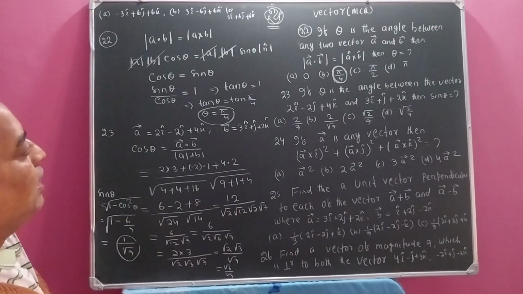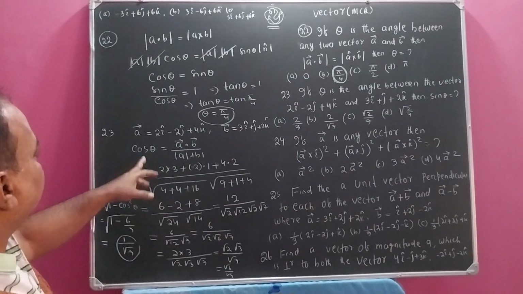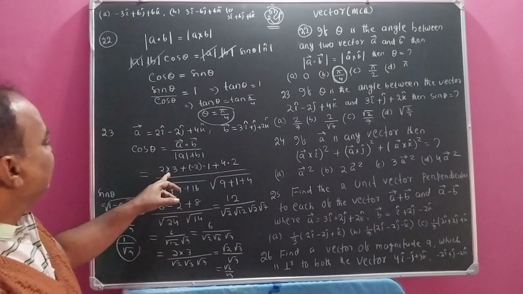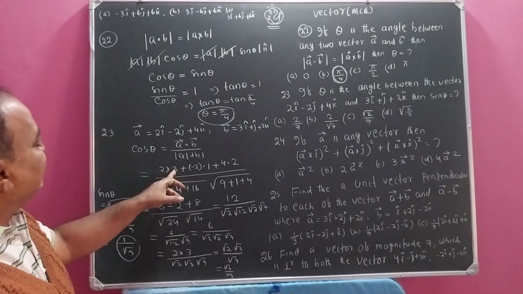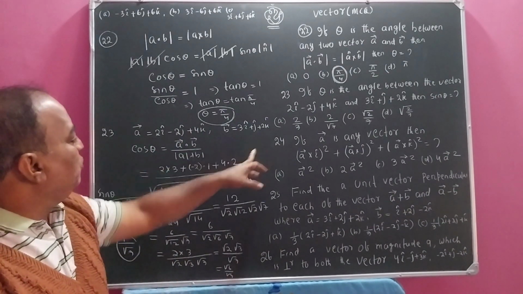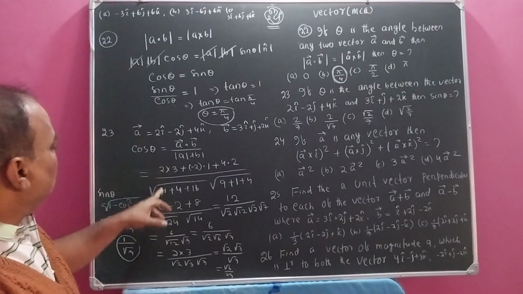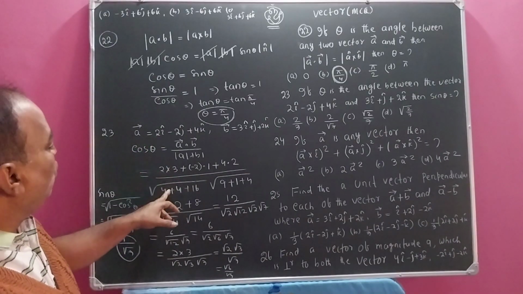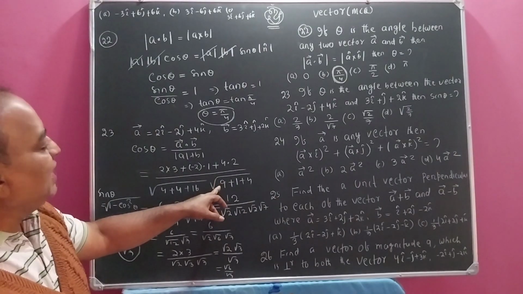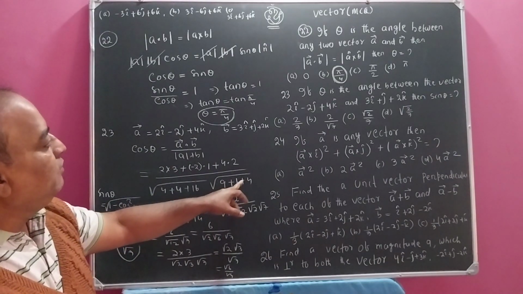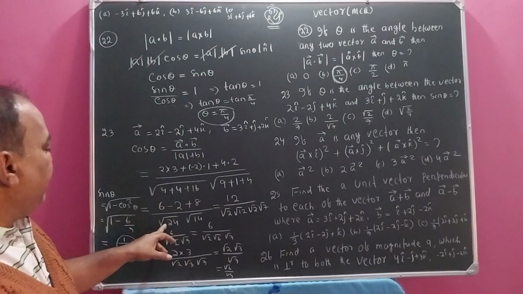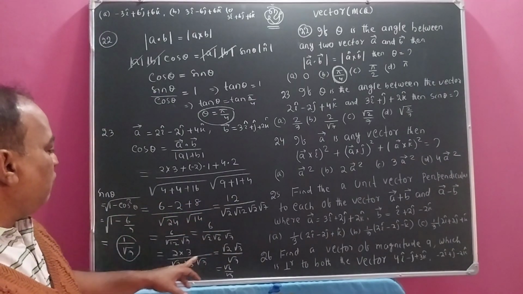Check another way. Cos theta: 2 into 3, 6, minus 2 into 1, minus 2, 4 into 2, that is 8. Magnitude of A square is 4 plus 4 plus 16. Here it is 9 plus 1 plus 4. So 12 from root 24 into root 14.